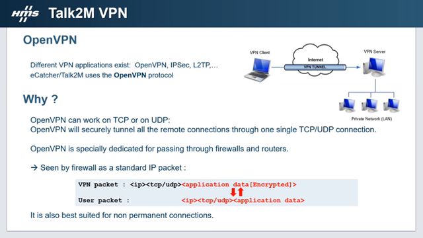It can be used on both UDP and TCP. OpenVPN securely tunnels all remote connections through a single TCP or UDP connection. OpenVPN is specially dedicated to passing through firewalls and routers because the messages look very similar to normal packets.